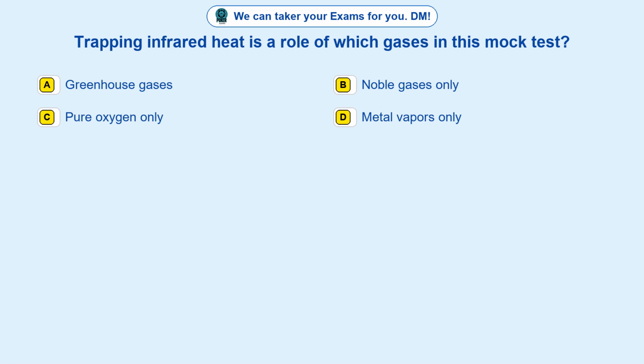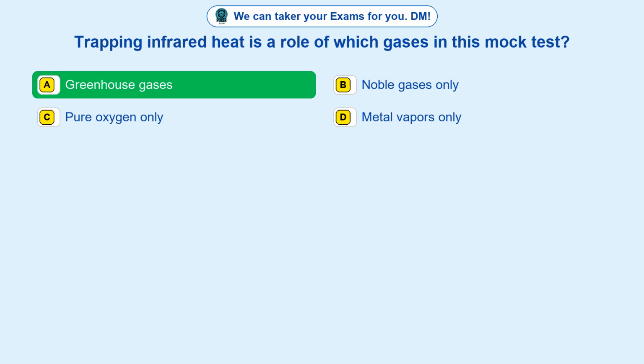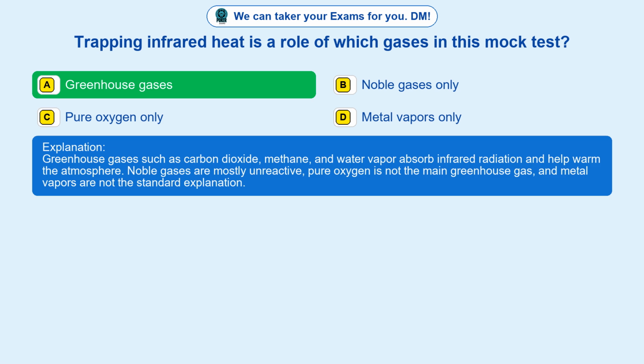Question 88. Trapping infrared heat is a role of which gases in this mock test? Option A, greenhouse gases. Option B, noble gases only. Option C, pure oxygen only. Option D, metal vapors only. The correct answer is option A. Greenhouse gases. Greenhouse gases such as carbon dioxide, methane, and water vapor absorb infrared radiation and help warm the atmosphere. Noble gases are mostly unreactive, pure oxygen is not the main greenhouse gas, and metal vapors are not the standard explanation.